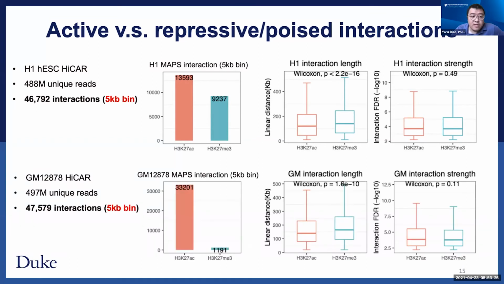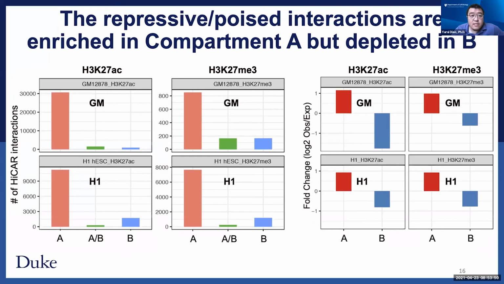We also did a similar analysis, but surprisingly, we found that in the GM data, most of the interactions are anchored on active regions, but not on the poised or repressed regions. And similarly, both K27 acetyl and K27 trimethylation-associated interactions are significant and long range in GM. A previous study has shown that the active chromatin interactions tend to be enriched in compartment A, but compartment B is enriched for the repressive interactions.